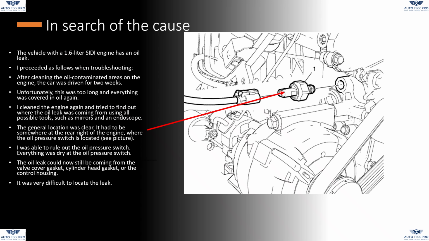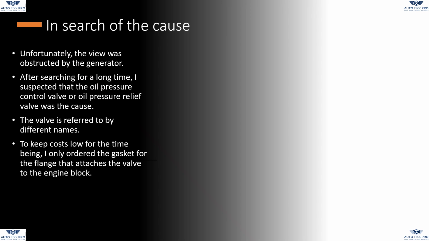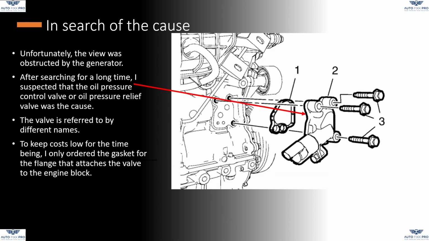It was very difficult to locate the leak. Unfortunately, the view was obstructed by the generator. After searching for a long time, I suspected that the oil pressure control valve or oil pressure relief valve was the cause. The valve is referred to by different names. To keep costs low for the time being, I only ordered the gasket for the flange that attaches the valve to the engine block. Cause identified.